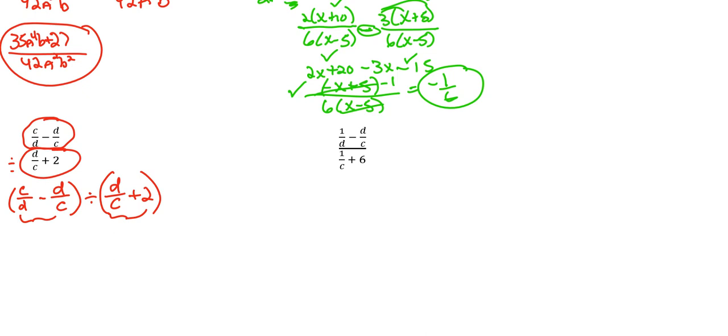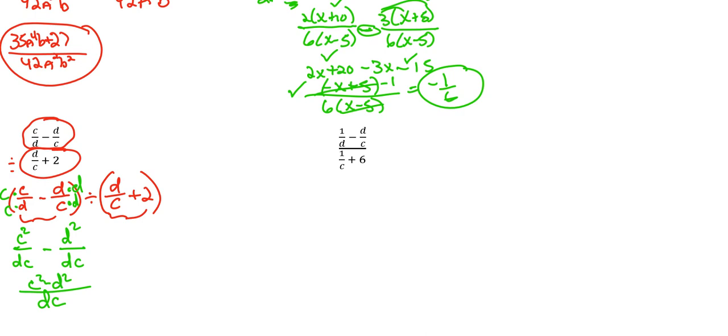So for this first part over here, again, I need a common denominator. So right now I don't have one. The common denominator is going to be D. All right, so I'm multiplying by D, I'm multiplying by C. So I have C squared, I have D squared. Top I end up with C squared minus D squared over DC.